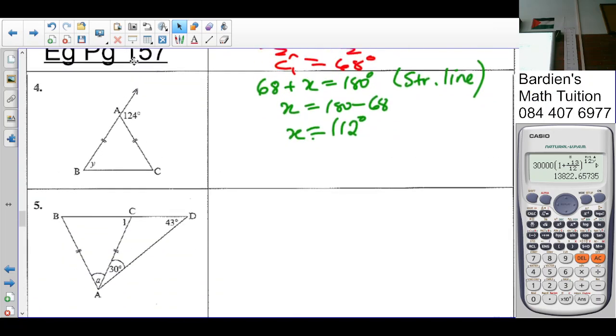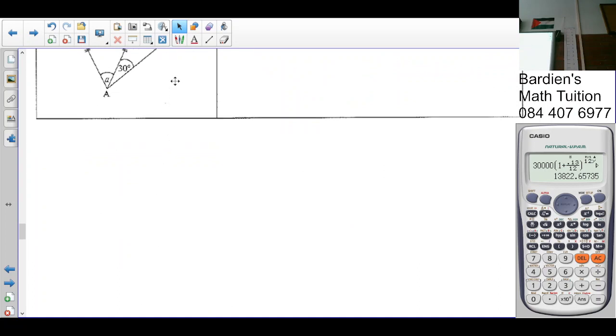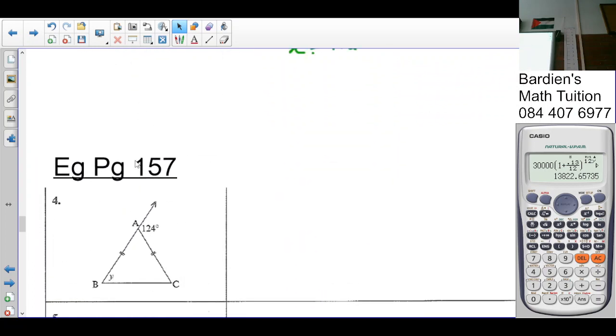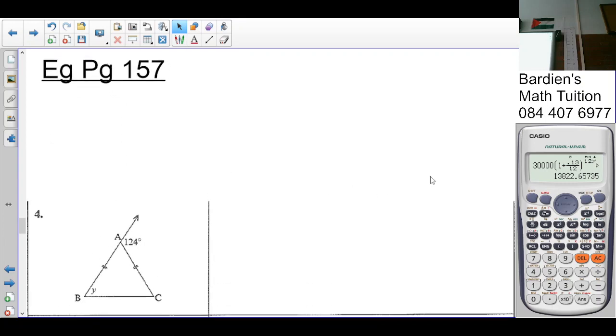Right, here's the next one. You guys finished number 4? Yes. Okay. Number 3. Right, how are you going to calculate y? Y plus y is equal to? Well, which theorem are you using there? Angles opposite equal sides and angles of triangle. Can you all see that, people?